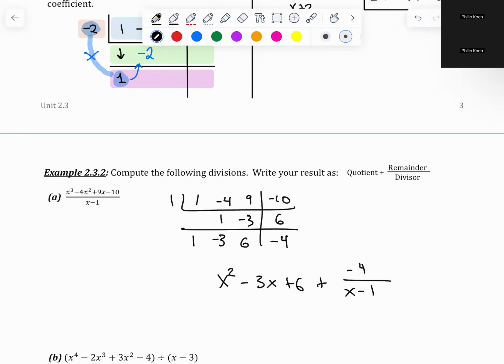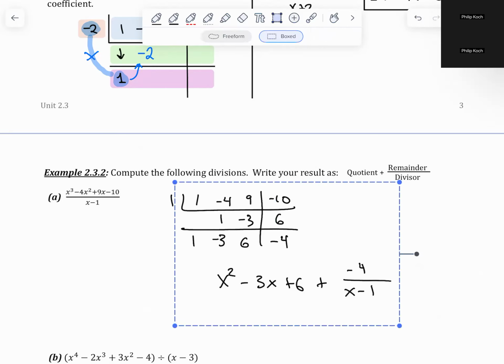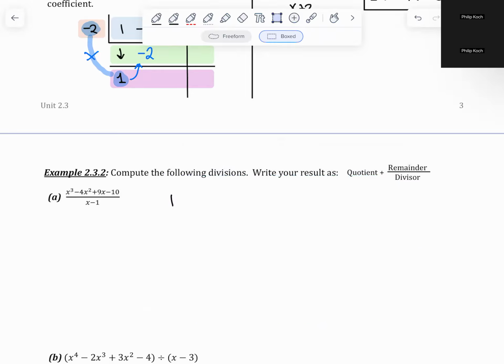Could you try and do this when you're bored this weekend, instead of doing it with long division? Doing it with long division is going to take a lot longer, probably 2 minutes. I did that in less than 15 seconds. So it's very, very quick. It's awesome, but it is niche. It only works with x minus c. So we'll rewrite this better. We'll do this one together after the break.